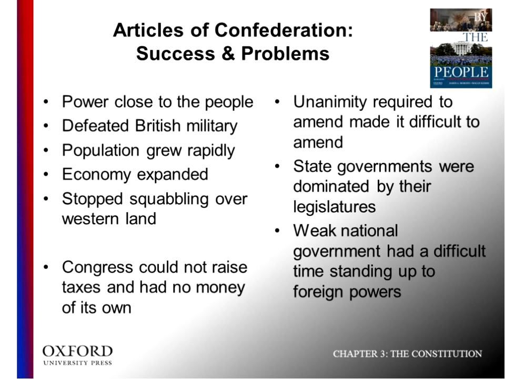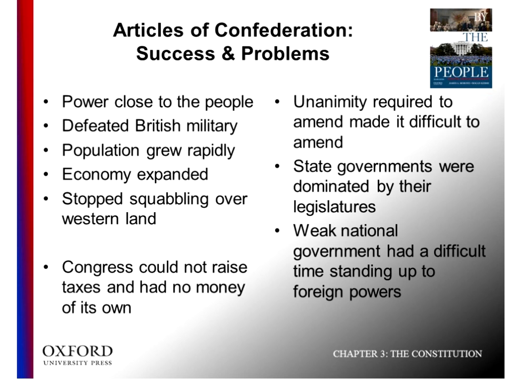First and foremost, Congress could not raise taxes and had no money of its own. When the Confederation Congress wanted to spend something, it had to ask the states for money. Massachusetts, New York, Virginia, do you mind giving us X amount of dollars we can spend? And obviously you can know what the answer to that was. No, they said, that's not going to happen. Unanimity required to amend the articles made it difficult, which meant that the articles were stagnant.